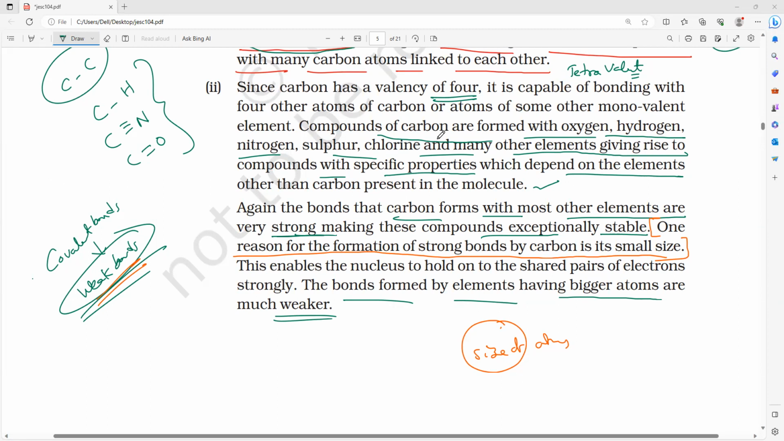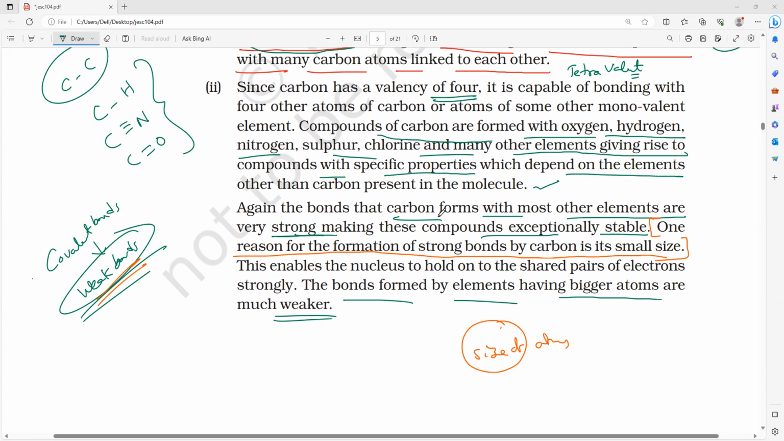Mitakshri? Harvignesh? Abhirami? Anything, you can ask your doubt. Are you clear, everybody? As the size of the atom increases, is the bond formed by it weak or strong? Everyone? It is weak in nature. Why are carbon bonds very strong? Everybody? What is the reason? Answer, please.